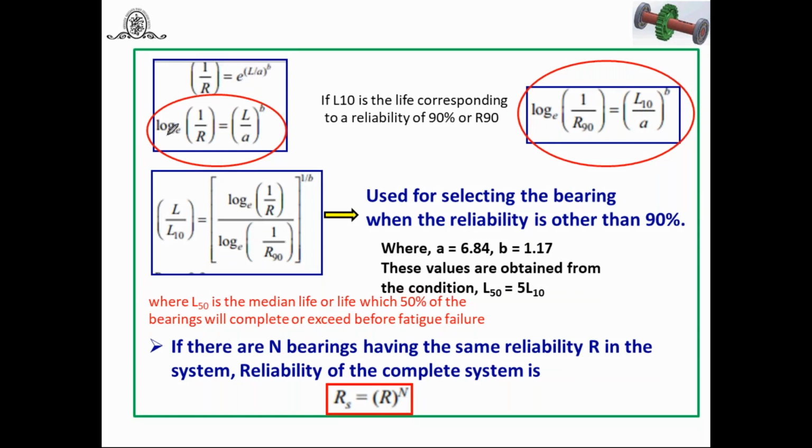Again, you can take the log. You will get log to the base e, because here is an exponential term. The log to the base e of 1 by R is equal to (L by a) raised to b. This is, you can say, equation number 1, no problem.